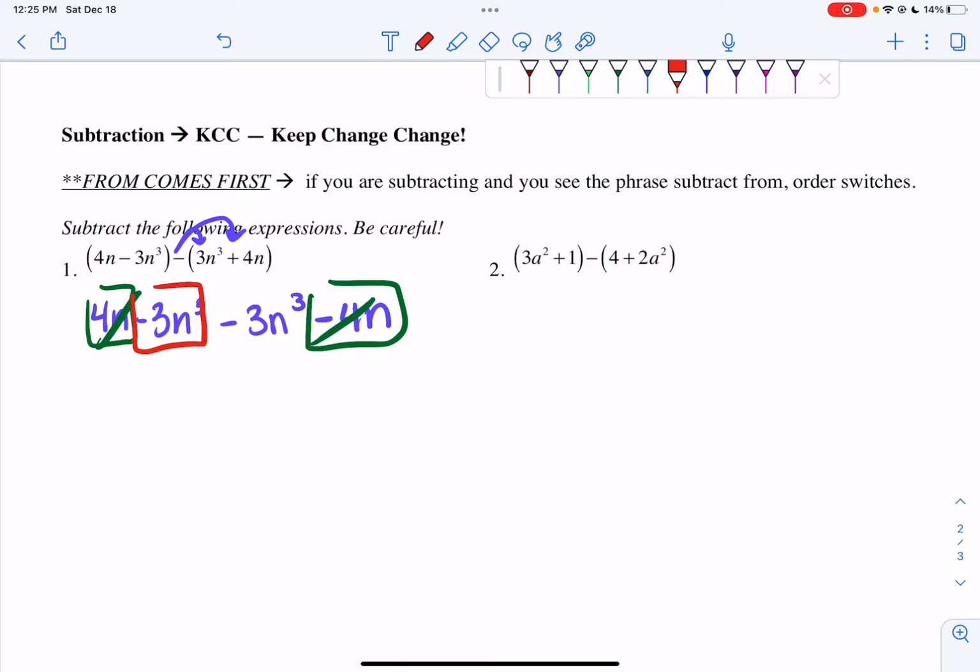Now, negative 3n to the third minus 3n to the third. Well, negative 3 minus 3 is a negative 6. So I have negative 6n to the third as my final answer.